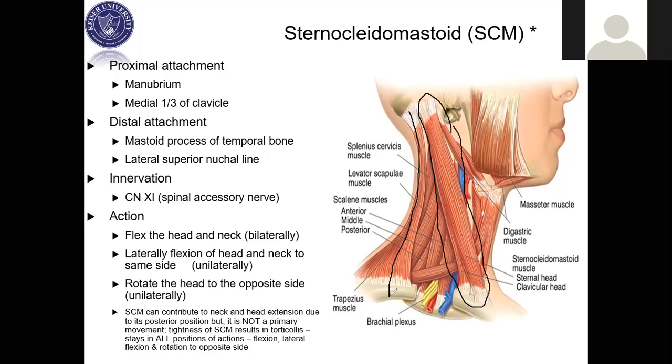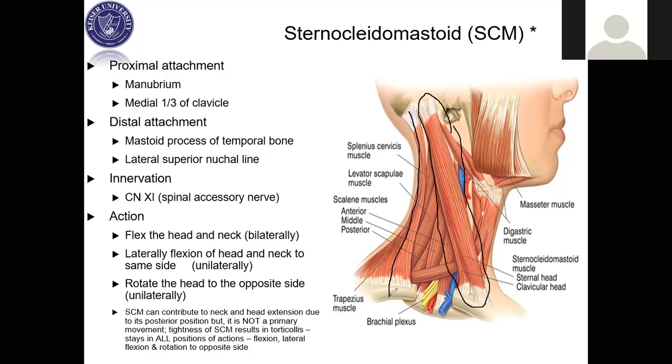Now, sternocleidomastoid has multiple actions. First of all, you have a sternocleidomastoid on the left side and on the right side. When they work together, that is known as bilaterally. They're working together on the right and left-hand side. What they do together is that they flex the head and the neck. So bilaterally, it brings the chin to the chest.